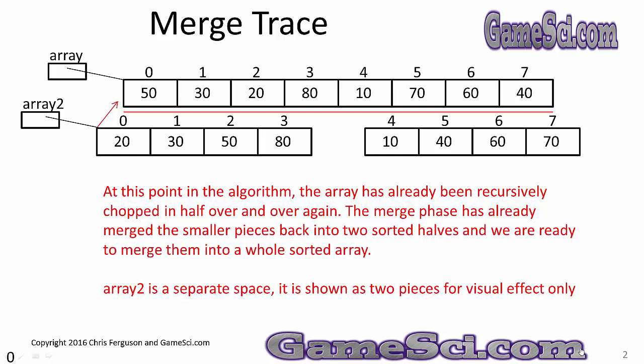We have 2 sorted halves that we're going to merge into a whole, and that will be our final sorted array. Keep in mind, array 2 is a separate space. It is shown as 2 pieces for visual effect only, but it is a second copy of the array, not physically ripped apart, but logically we're looking at it as 2 halves.